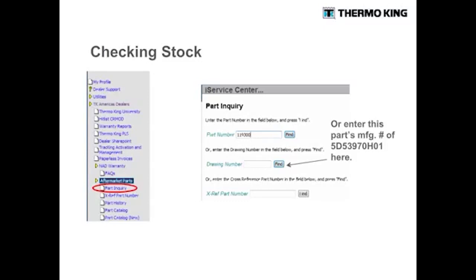For this example, we're using a TK number 119300, but we could also search this part's manufacturer number of 5D53970H01. This 10-digit number is usually stamped into our part, and if it's not, then the TK part number should be stamped.